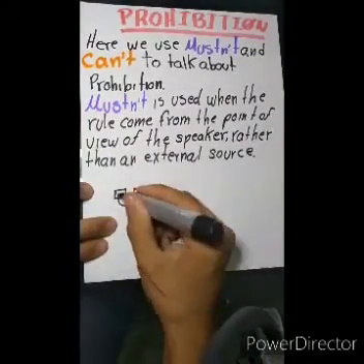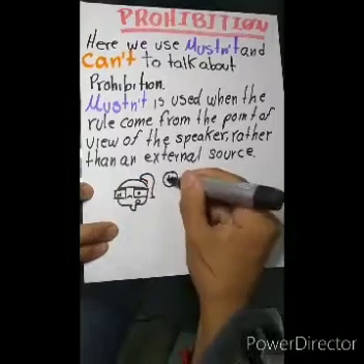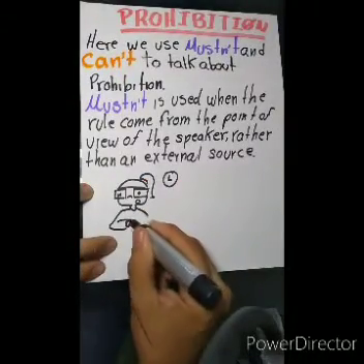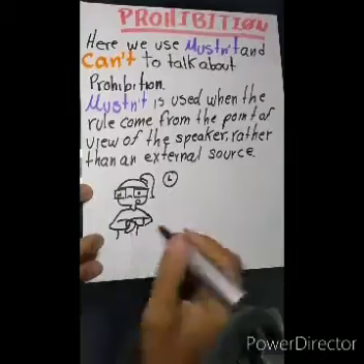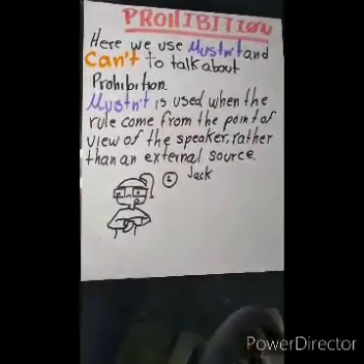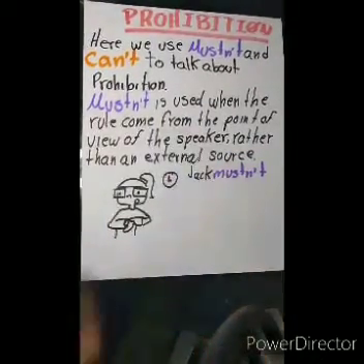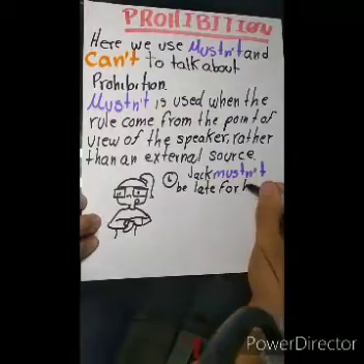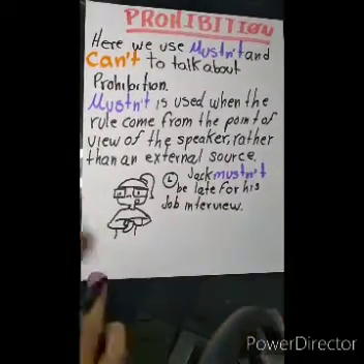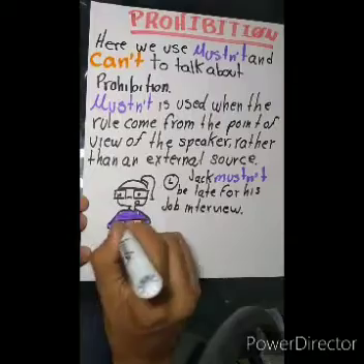For example, when a mother says to her daughter, "You mustn't talk with strangers." What does that mean? You shouldn't talk with strangers. Like a natural rule. For example, employees must wear casual clothes at the office.